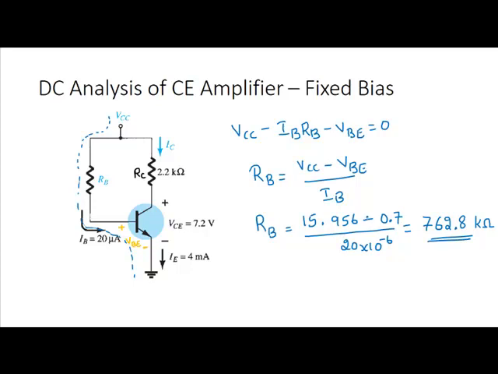If you had approximated the value of IC in the previous step, then you will get the value of RB as 16 minus 0.7, this is the approximation for VCC, divided by 20 microampere. Then you will get the value of RB as 765 kilo ohm. But this is more precise. So we calculated all the required unknown parameters.